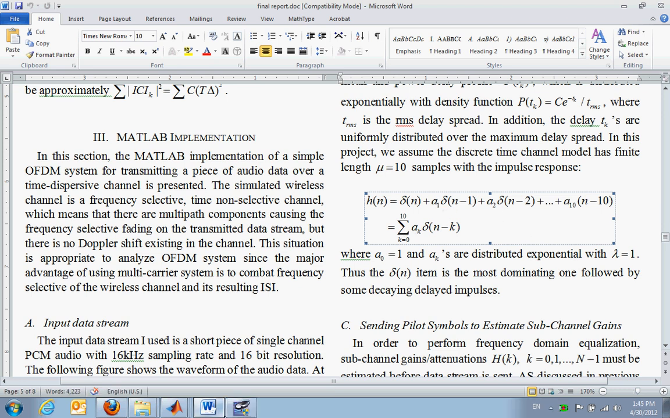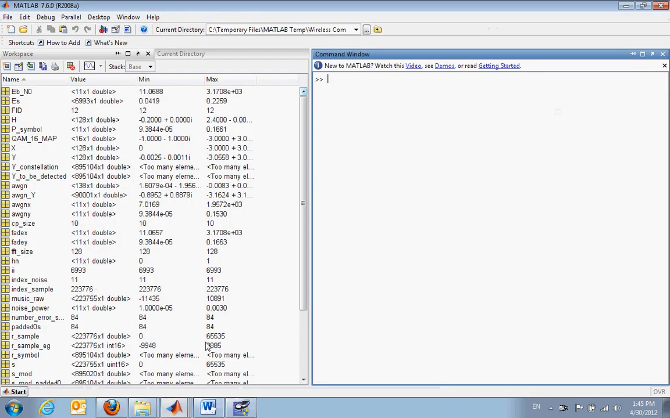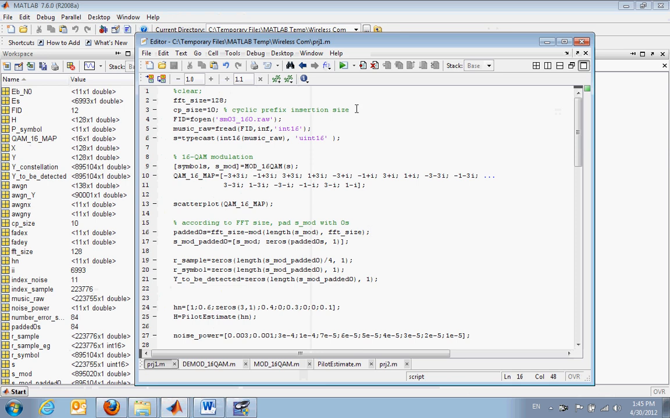Okay, and here is the input audio data file used in my simulations. It's a 16 kHz sampled and 16-bit encoded PCM file. Alright, and then let's run the program and analyze the results.